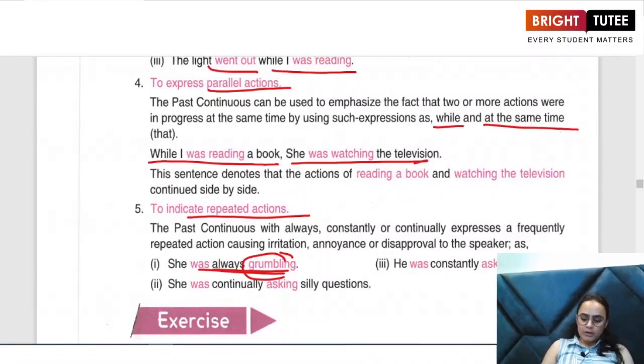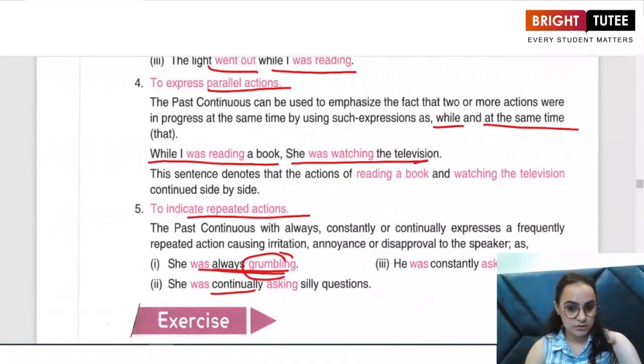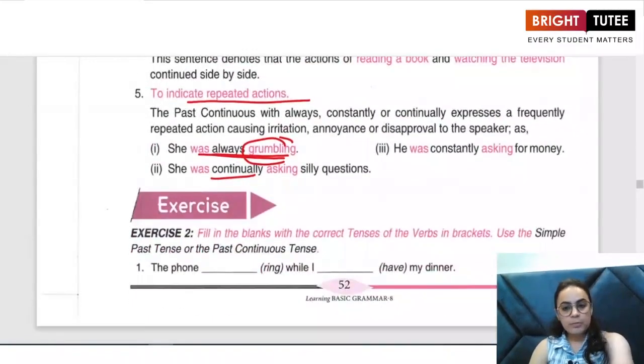She was continuously asking silly questions. Without stopping, she continued to ask silly questions. So again, we use the past continuous tense. He was constantly asking for money. Constantly, repeatedly, that person kept on asking for money. So again we use the past continuous tense. So these were the uses of the past continuous tense.